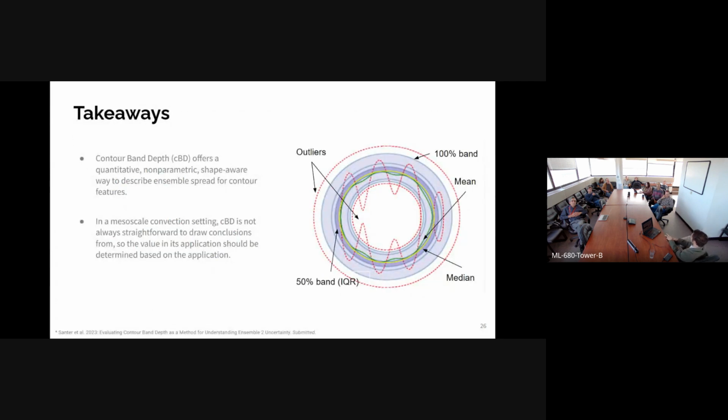All right, takeaways for the first part of the talk. We've looked at this method called contour band depth that has some nice potential: it gives us a fully non-parametric, somewhat shape-sensitive way to describe ensemble spread for contour features. For the particular problem of looking at mesoscale convection, though, it can sometimes give us useful information, but there are a few concerns regarding how it handles uncertainty at multiple scales that make it a little bit difficult to fully trust. That being said, we feel there is value in continuing to look at this method for somewhat larger problems, such as synoptic scale modeling in a regional domain where the features you're interested in tend to be large, and specifically large within the domain. So I haven't given up on the method at all, but we're interested in looking at it for a couple of other types of problems.